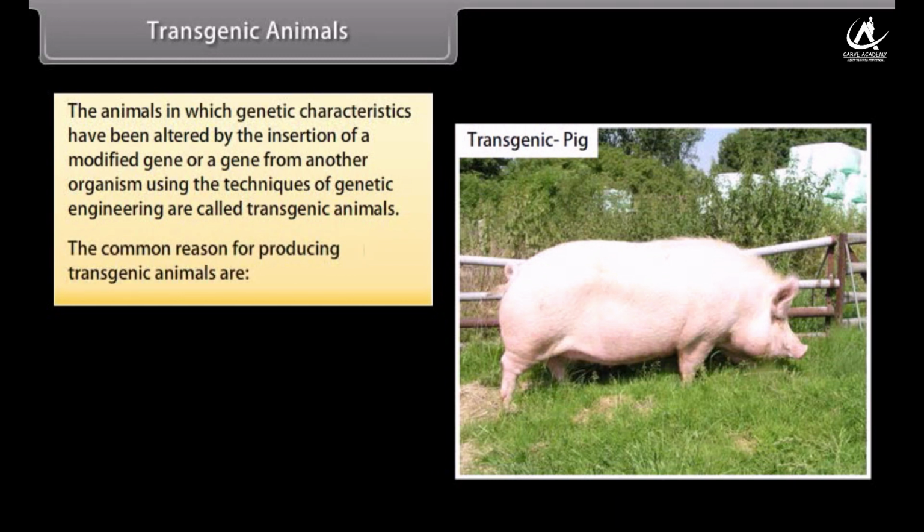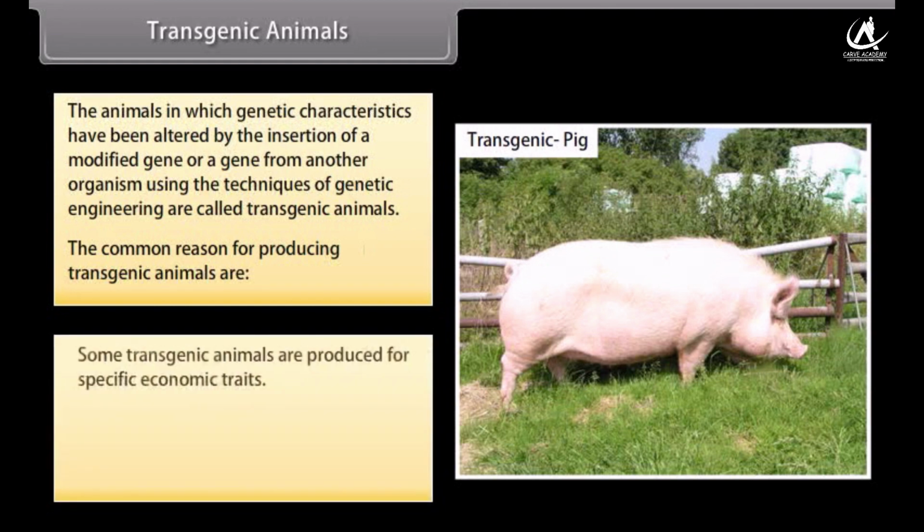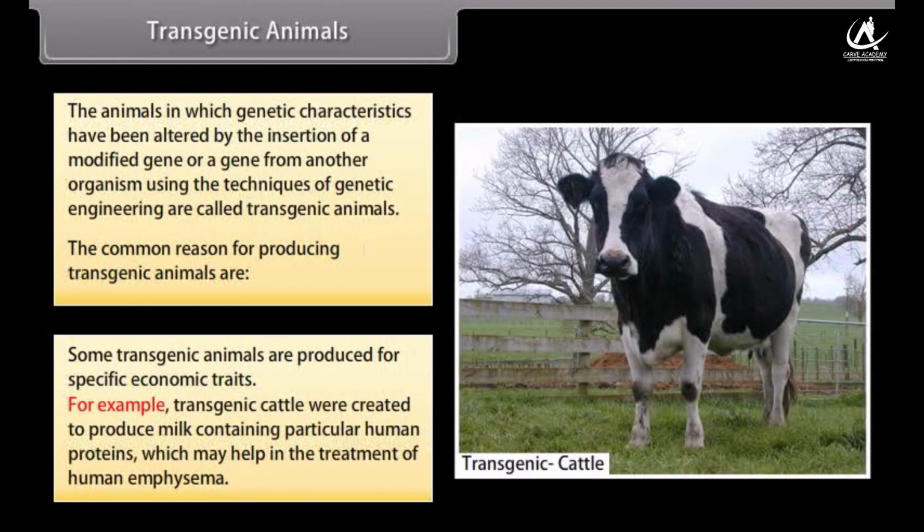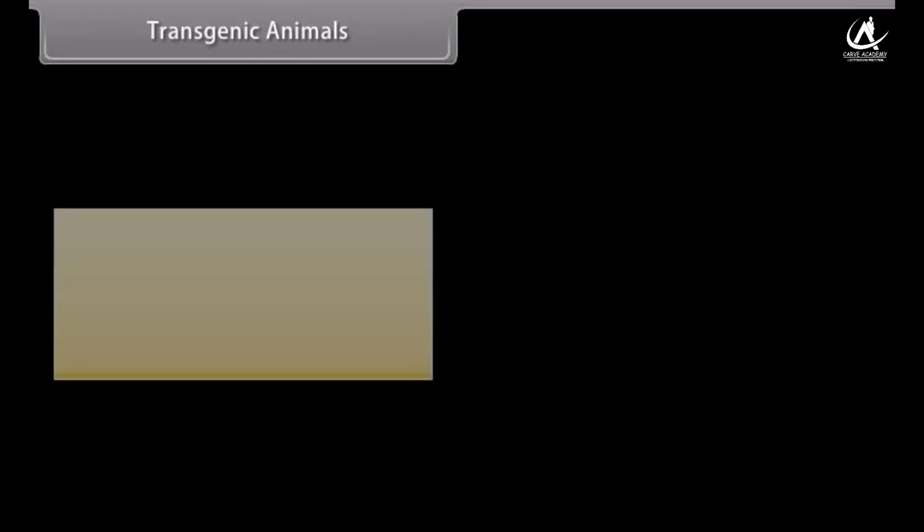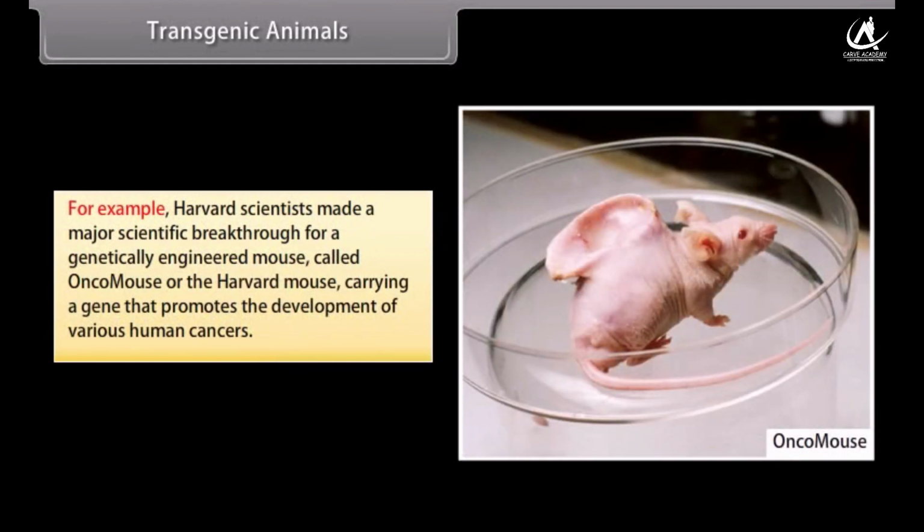The common reasons for producing transgenic animals are: some transgenic animals are produced for specific economic traits. For example, transgenic cattle were created to produce milk containing particular human proteins which may help in the treatment of human emphysema. For example, Harvard scientists made a major scientific breakthrough with a genetically engineered mouse called the oncomouse or the Harvard mouse, carrying a gene that promotes the development of various human cancers.